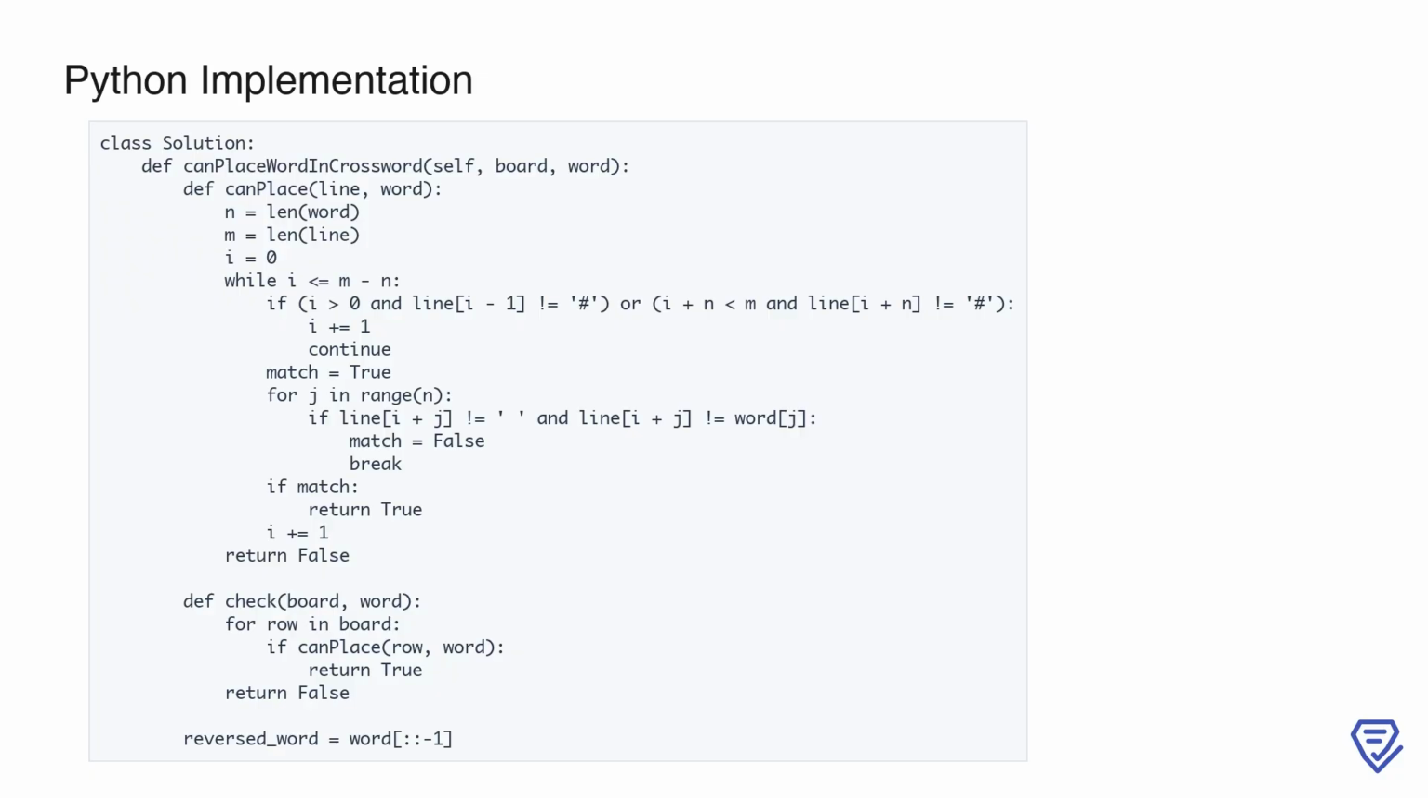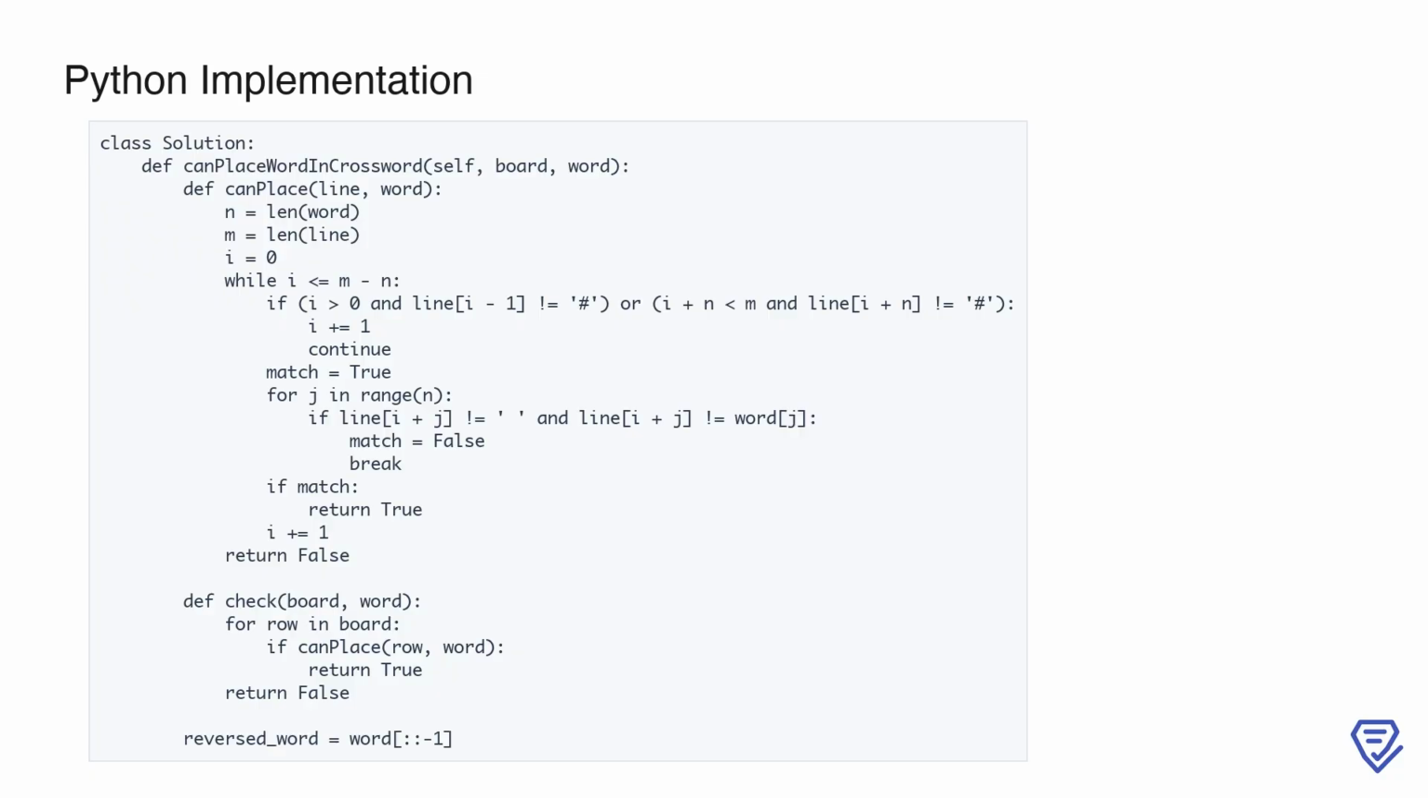The logic in canPlace begins by calculating the lengths of the word and the line, and then iterating through possible starting positions in the line. For each starting position, we first check if the word is bordered by empty spaces or hashtag symbols to ensure proper placement. If that condition is satisfied, we then use a nested loop to verify if each character in the word matches the corresponding character in the line, allowing for blank spaces to act as wildcards. If a match is found, the function returns true. Otherwise, it continues checking until all possibilities are exhausted.